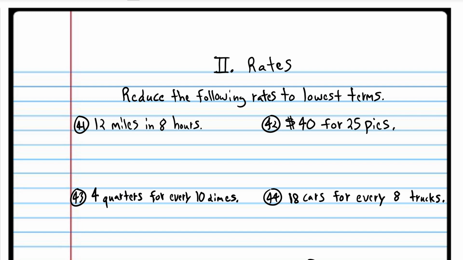Rates, you can just consider them to be fractions. The same rules apply. So you can multiply both sides of the fraction by the same number, or you can divide both sides of the fraction by the same number. It's the fundamental principle of fractions that we learned in previous classes. So to write these rates in lowest terms, let's start with 41. We're going to divide both numbers by 4. 12 divided by 4 is 3. And 8 divided by 4 is 2. So that's the rate in lowest terms.